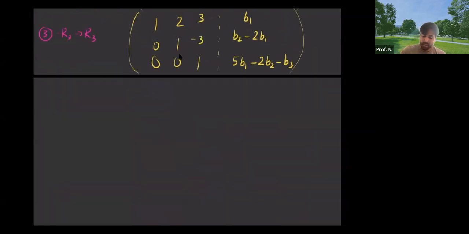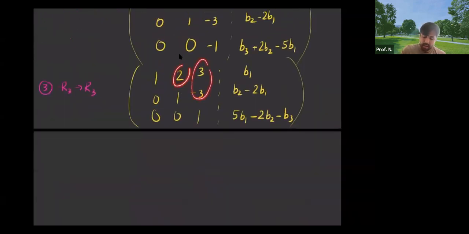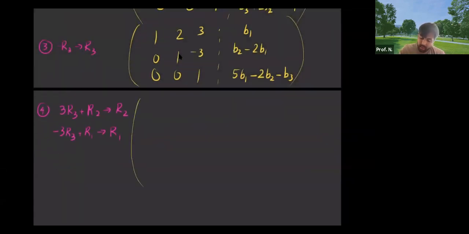And then we have to do a few more things, right? We have to eliminate these guys here. So this becomes the same thing we did: 3 row 3 plus row 2, make that row 2. And I did -3 row 3 plus row 1 becomes row 1. So again, this left side, we already know what's going to happen. It's not that interesting at this point.